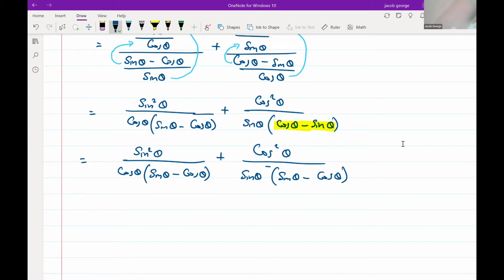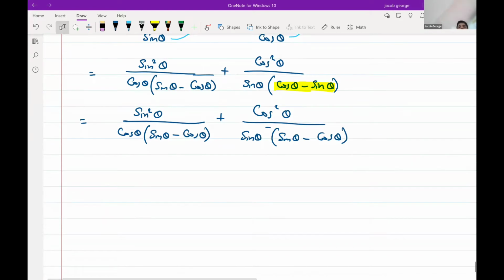Is that clear? So why do we write like this? Here you can see a sin theta minus cos theta, and now here also sin theta minus cos theta. We can easily take a common factor outside, that is sin theta minus cos theta can be taken outside as a common factor. Okay, so that is the next step.